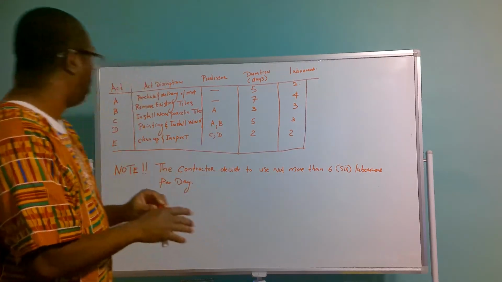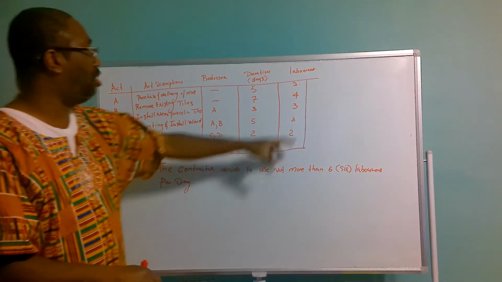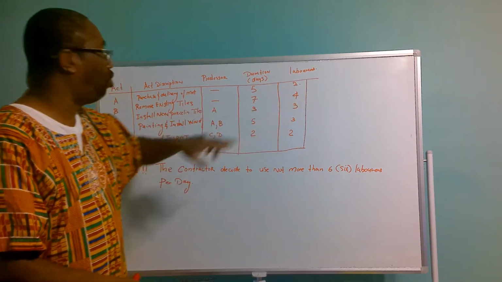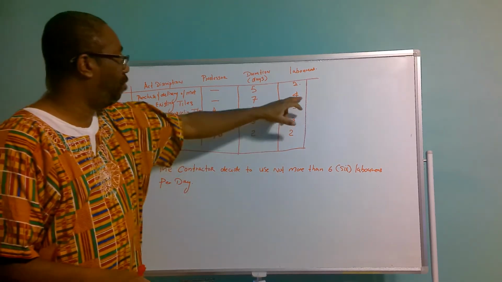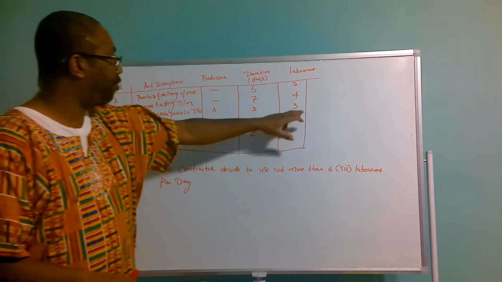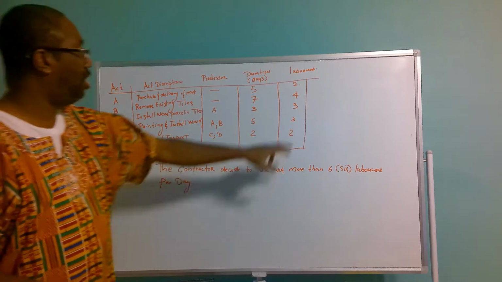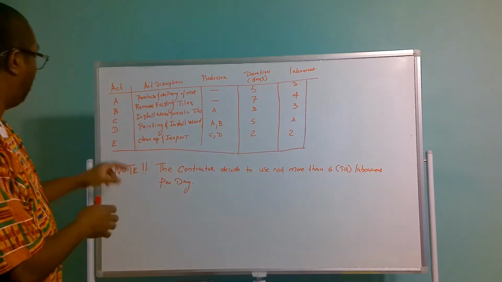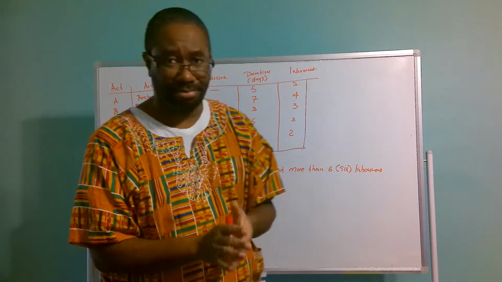So therefore, for purchase and delivery of material, you're going to allocate two laborers. Removing existing tiles, 4 laborers. Installing new porcelain tiles, 3 laborers. Painting and installing new windows, 3 laborers. And cleanup and inspection, 2 laborers.